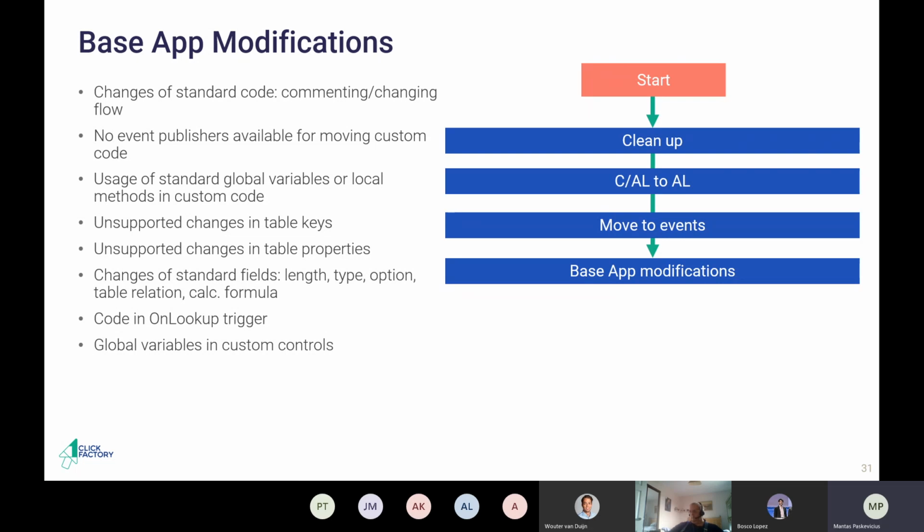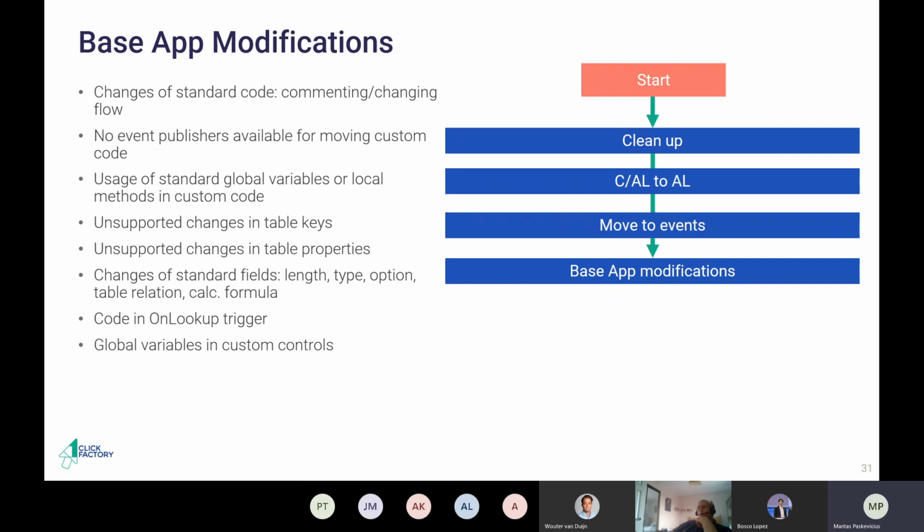So these are specifically the limitations that occur when we need to leave some code in the base application. For example, if there are changes in the standard code, such as comments or flow changing statements like if cases and so on, we're not going to be able to move that type of code into AL. If no publishers are available next to the modifications, we are not going to move it to events. Then, if any breaking changes are on any types of objects, we are not going to be able to move those types of breaking changes to the events.